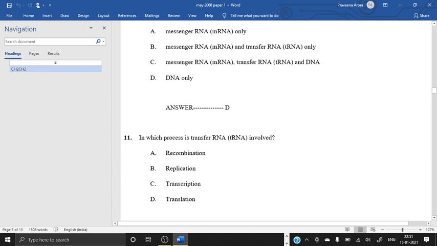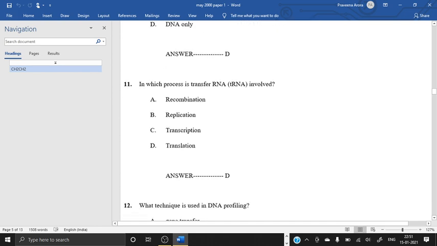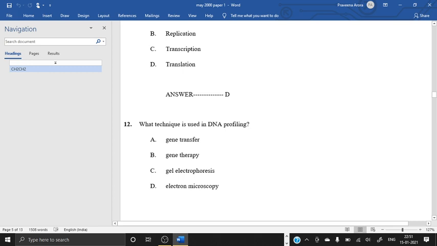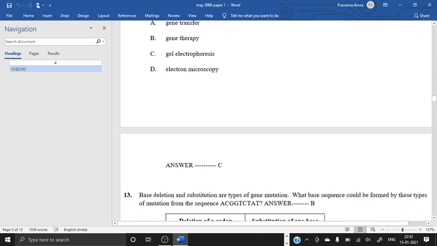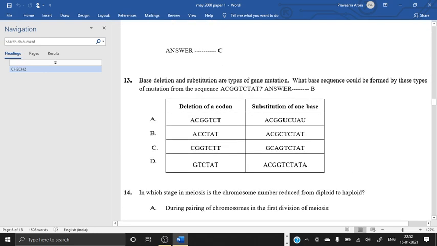Question number 11 is, in which process is transfer RNA involved? Answer is D, that is translation. Question number 12. What technique is used in DNA profiling? Answer is C, that is gel electrophoresis.